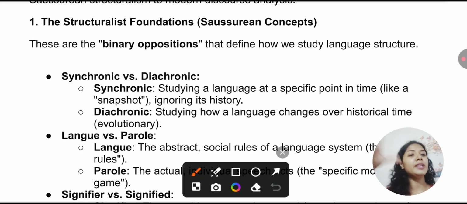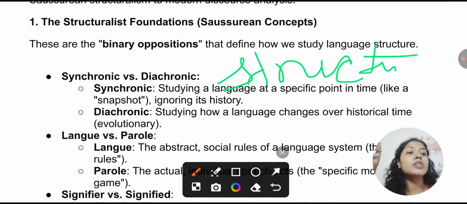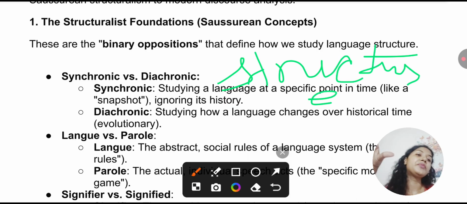So in the form of binary oppositions, that will define how we study language structure, how language structure forms. The whole thing is about structure, and remember, from structure comes your concept of structuralism, in which he gave the concept. Ferdinand de Saussure is a very important part of structuralism, who said that meaning is fixed. And then post-structuralism came, in which Jacques Derrida said that meaning is not fixed but keeps changing, by giving the concept of différance, deconstruction, deferral, in the work Of Grammatology.